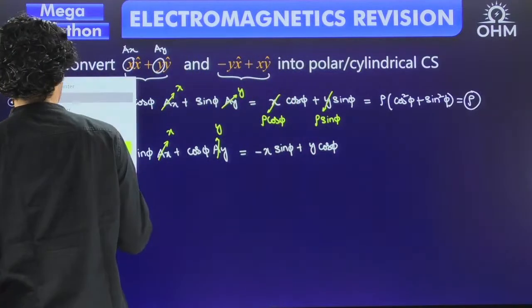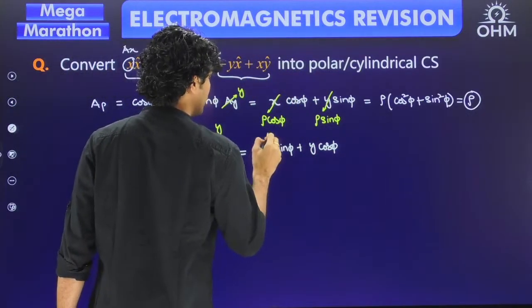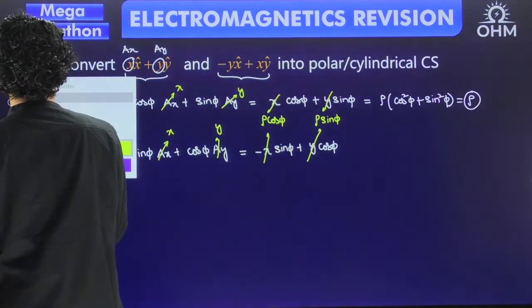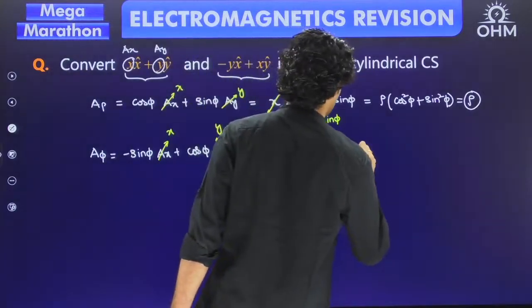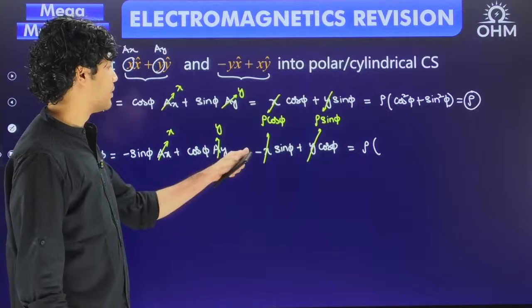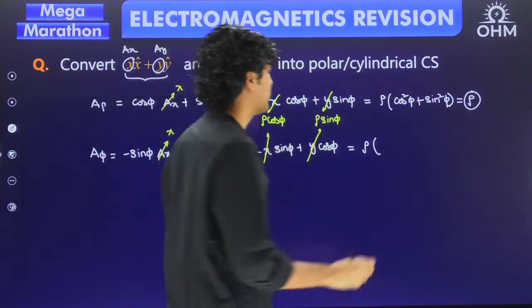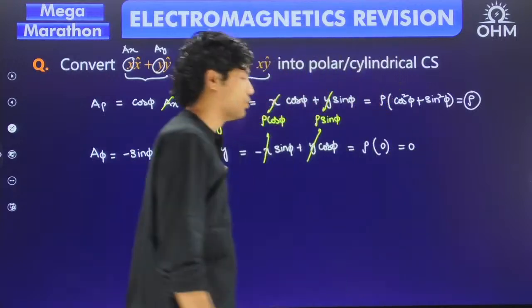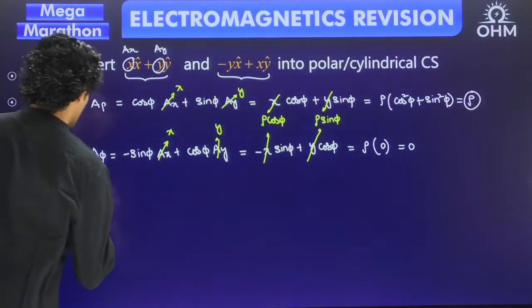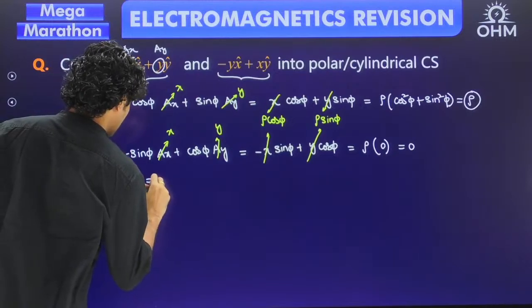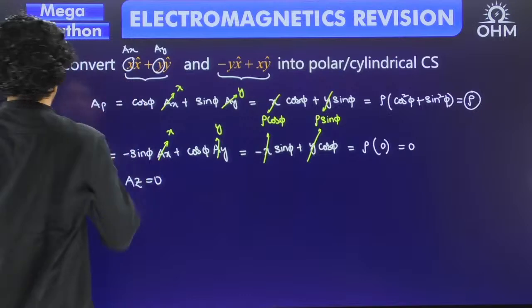Again, like in the previous case, you can substitute x equal to rho cos phi and y equal to rho sin phi. Then finally, I can take rho common in both terms. We have minus sin phi cos phi plus sin phi cos phi, so overall 0. So there is no a phi component, and anyway there is no az component. So finally we have got this result.